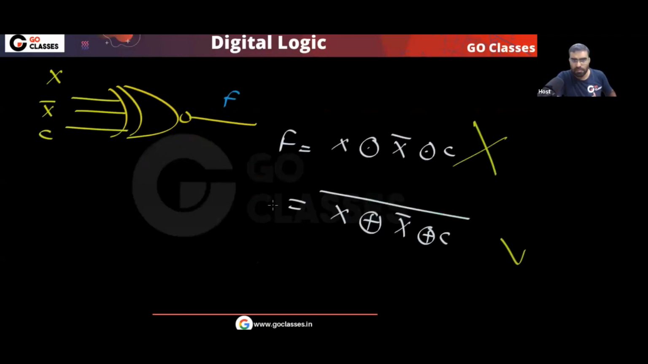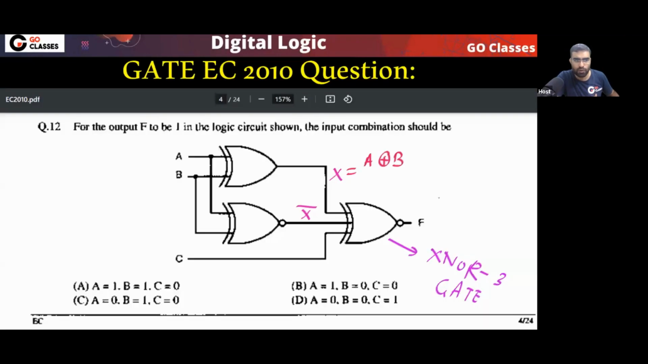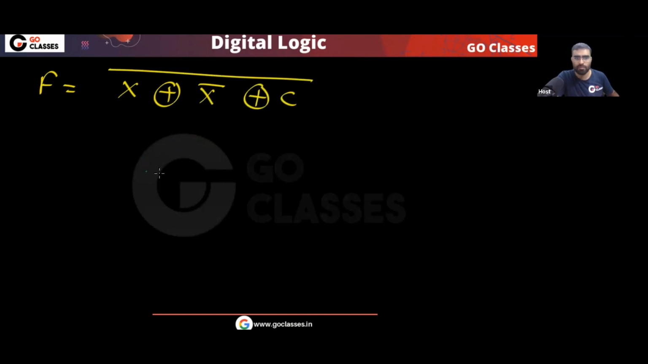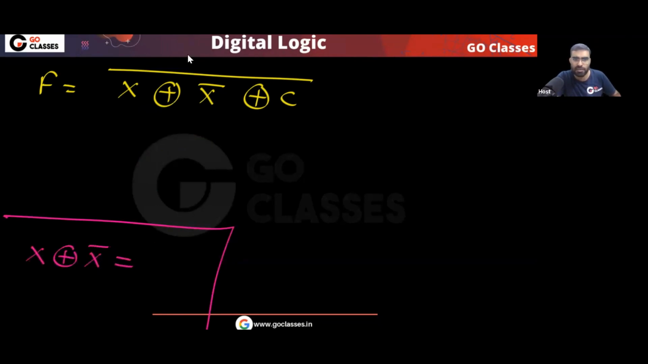So now you can see finally here what F will be equal to. You can easily see F will be equal to X XOR X complement XOR C, whole complement. Okay. Now you tell me a simple point. What will this X XOR X bar become? Please tell me. X XOR X bar. That will become always 1. Yes or no? That will be 1.